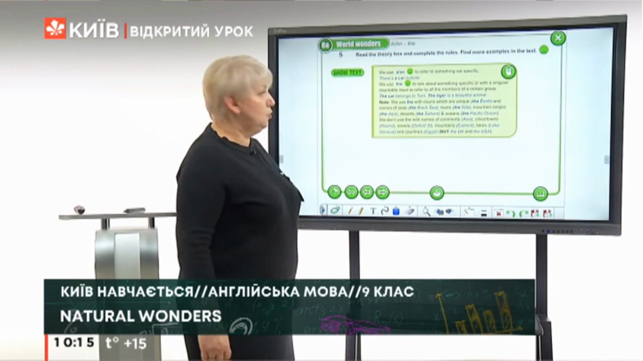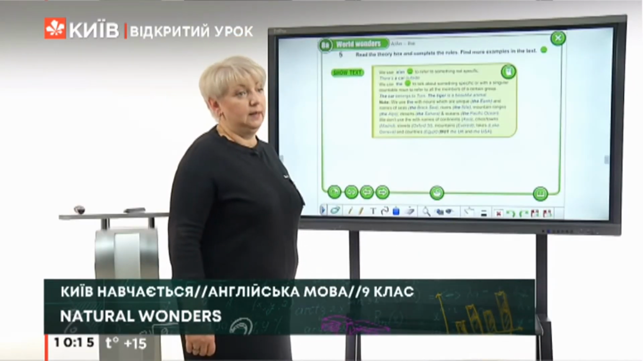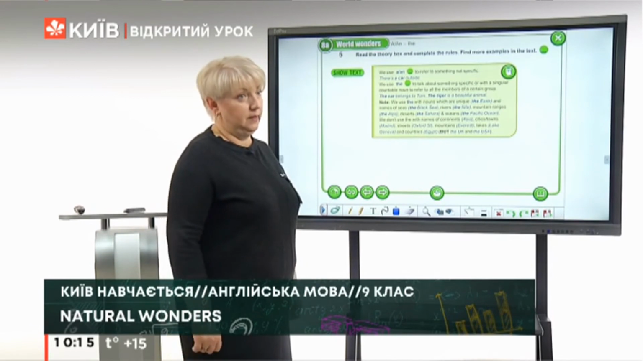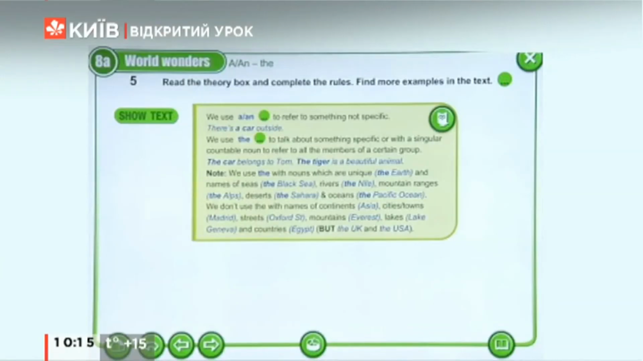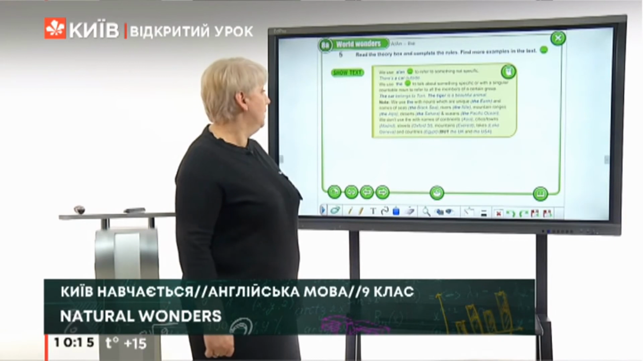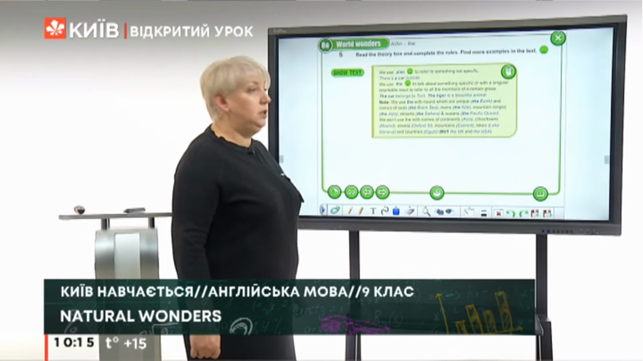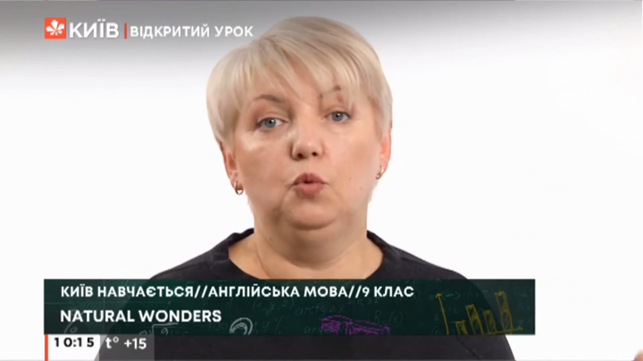The car belongs to Tom. The tiger is a beautiful animal. Not only this tiger, but all tigers in the world are beautiful. Then you have a note. We use the article the with nouns which are unique: the earth, the sun, the moon, the wind, the ground.